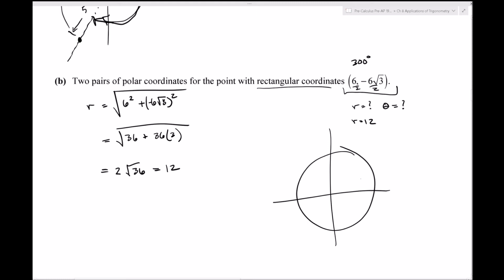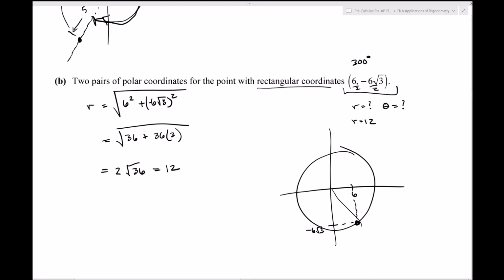So it's 6, negative 6 square root of 3. So 6 is not that far out. So that's in the fourth quadrant for sure. And what angle is that?